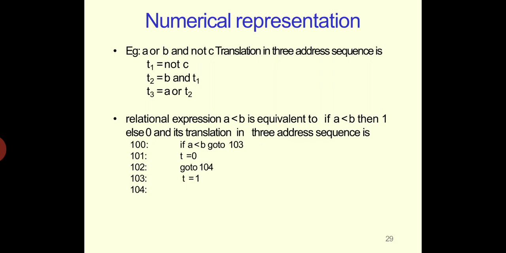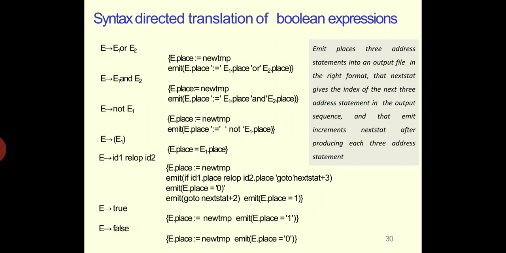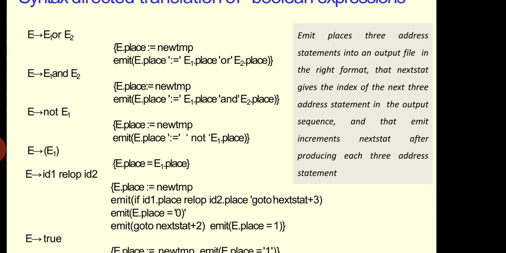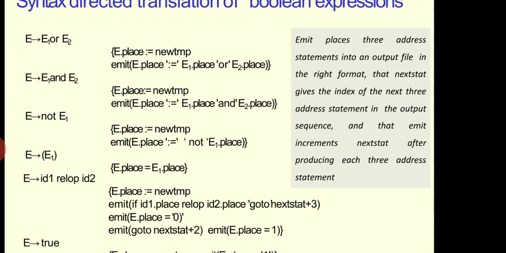So that is the translation for the relational expression that uses Boolean values. This slide shows the syntax directed translation of a Boolean expression. Here also, emit is the function used to produce the 3 address code output. Emit places 3 address statements into an output file in the right format. Next stat gives the index of the next 3 address statement in the output sequence.